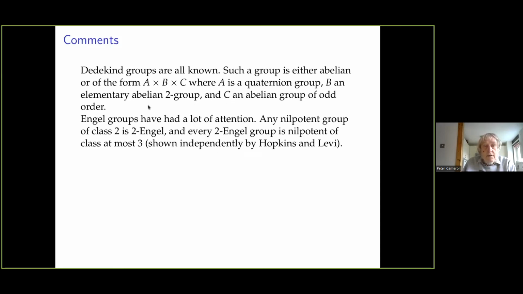For 2-Engel groups, we don't have a complete determination, but we do know that they're sandwiched between the nilpotent groups of class 2 and the nilpotent groups of class 3. Nilpotent of class 2 means that the commutator identity [x,y,z] = 1 is true for all x, y, and z, and so that's obviously stronger than the 2-Engel property. The 2-Engel property implies nilpotent of class 3. This was shown independently by Hopkins and Levi.